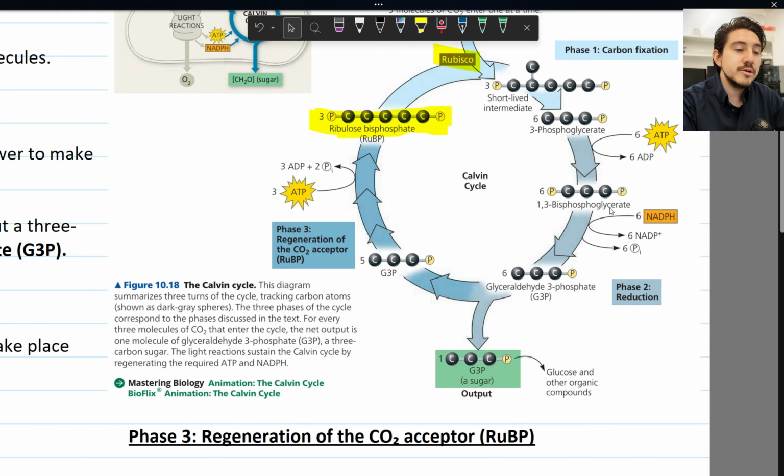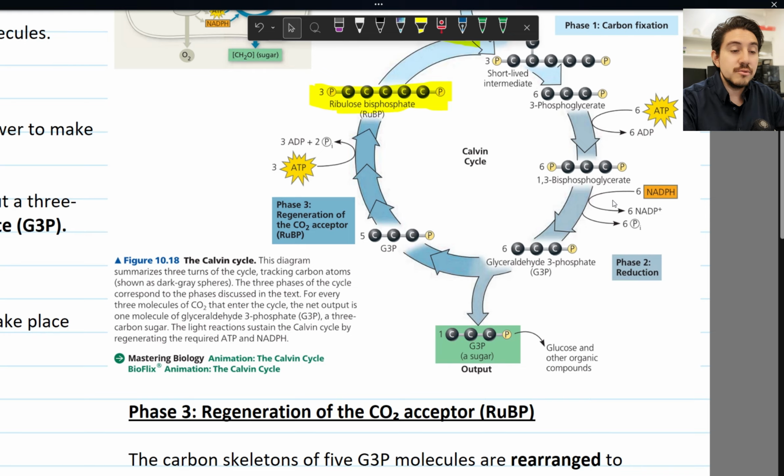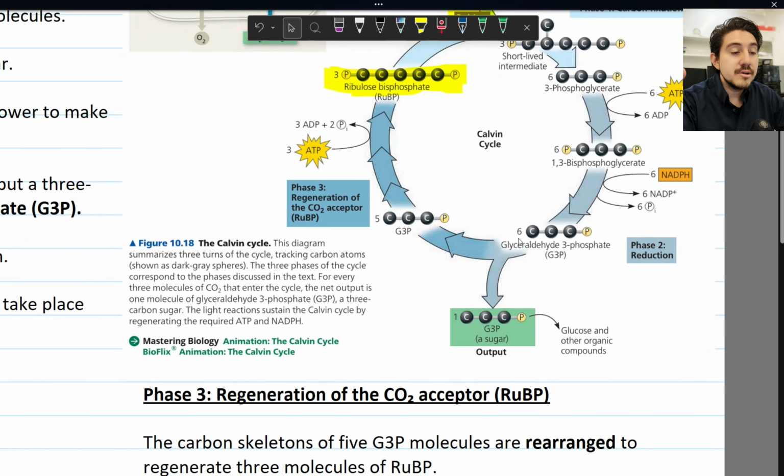1,3-bisphosphoglycerate. So you phosphorylated the molecule, and now you're going to reduce it with NADPH. If you notice, there are 6 molecules and 6 NADPHs coming in, one for one. As you're reducing, you're adding that electron, and a phosphate group is released as inorganic phosphate, and then you have 6 molecules of G3P.